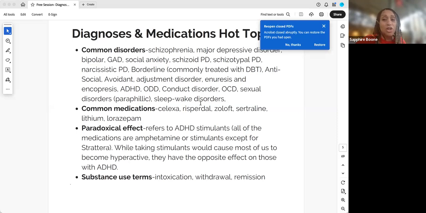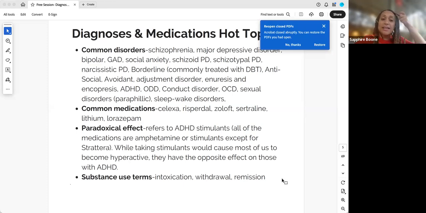Also, with your medications, you're going to want to know the brand name and the generic, which I feel is also a bit of a change. I think the use of medication has changed a little bit, so now we should know the generic as well, because normally doctors will start with the generic versus starting with the brand name.